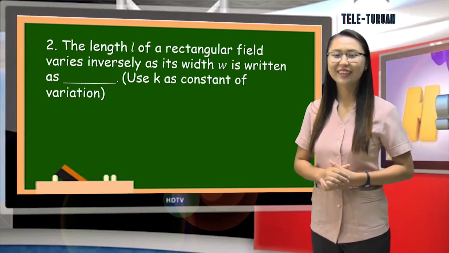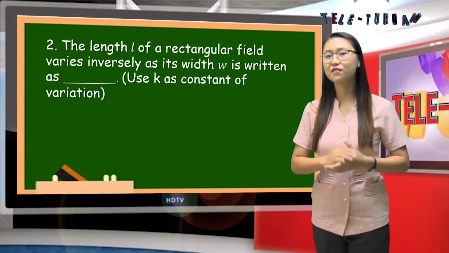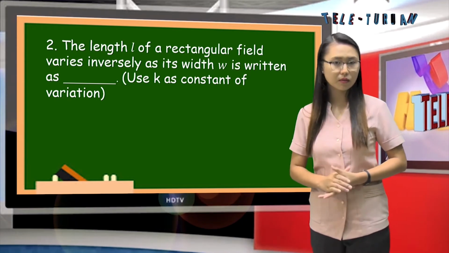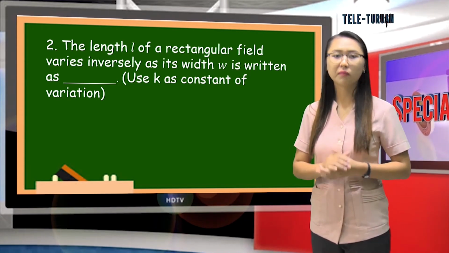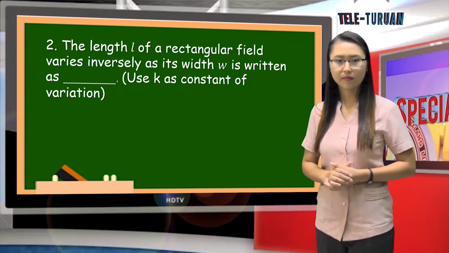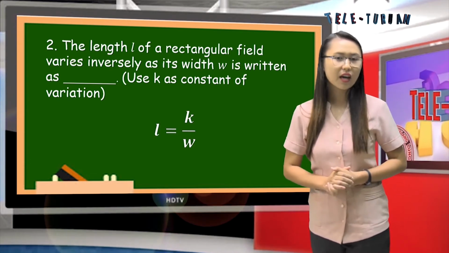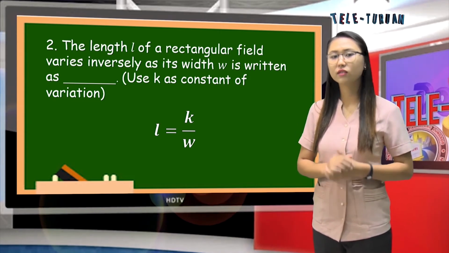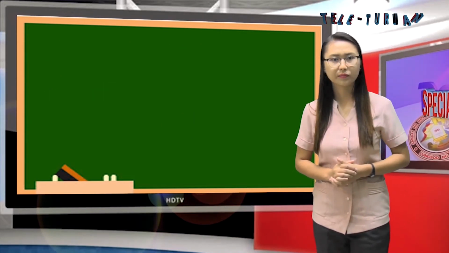Number 2. The length L of a rectangular field varies inversely as its width W is written as blank. Use K as the constant of variation. Very good. This statement may be translated as L is equal to K over W.